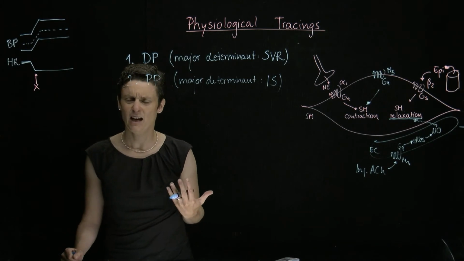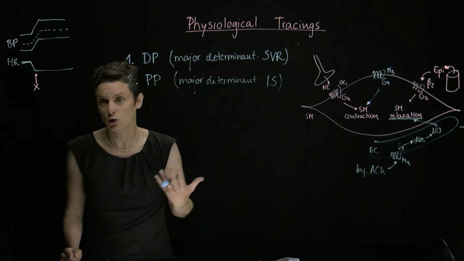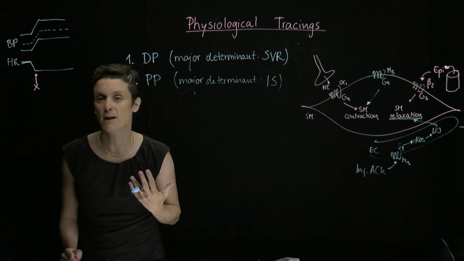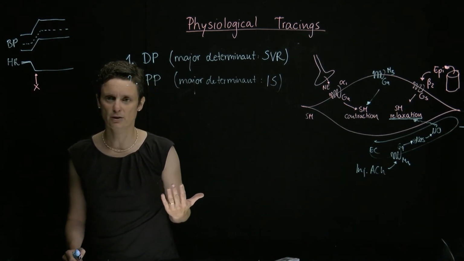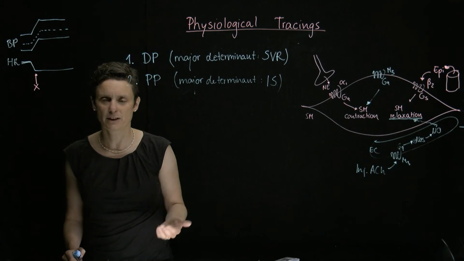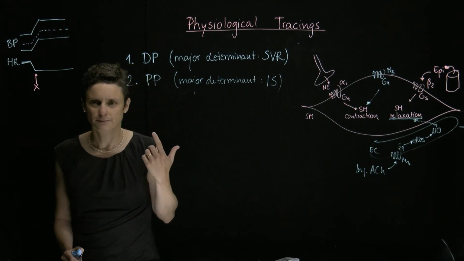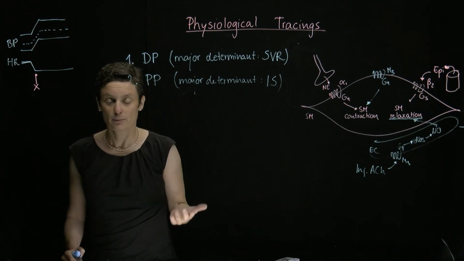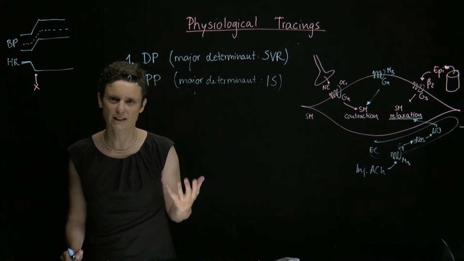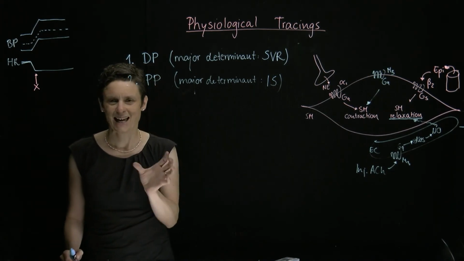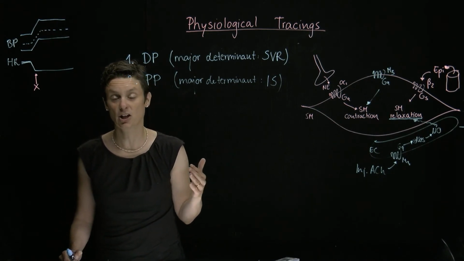If you now say, well, isn't stroke volume also a major determinant of pulse pressure? Absolutely correct. Stroke volume is also a determinant of pulse pressure, and it is influenced by heart rate, inotropic state, preload and afterload. It just turns out when we look at these physiological tracings, how a drug affects pulse pressure, those effects all tend to cancel each other out.